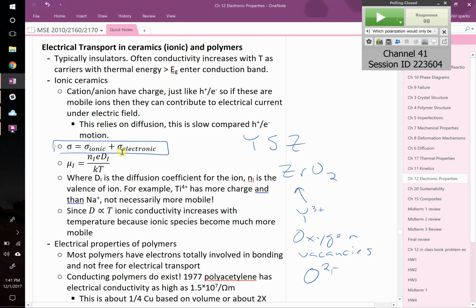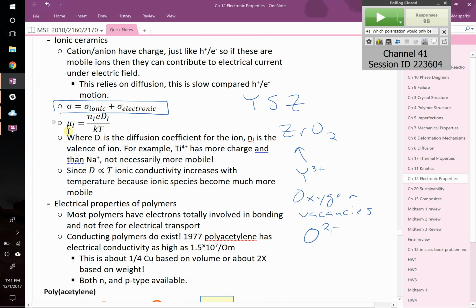If we are considering the ionic contribution, then the mobility has this term. Mobility is equal to the number of your carriers times their charge. What would the charge be for oxygen? 2. Right? So for every one oxygen ion that moves, you are basically getting double the electricity, right? This is better than electrons and holes, right? If you have something that has 3 charge or 4+ charge or something, you're getting more and more of a benefit in terms of how much they can move, right?